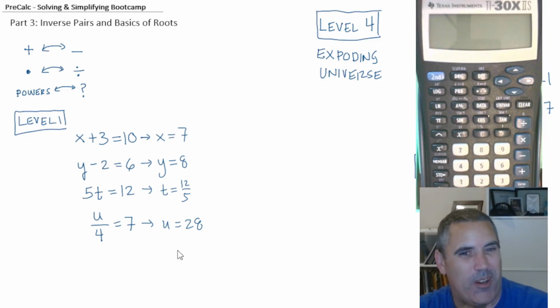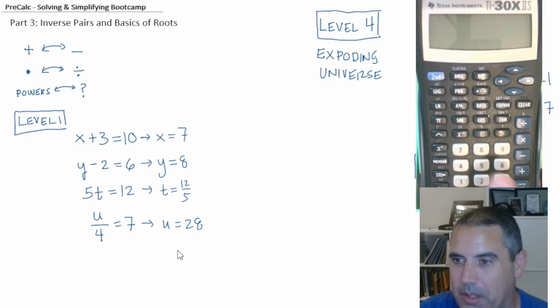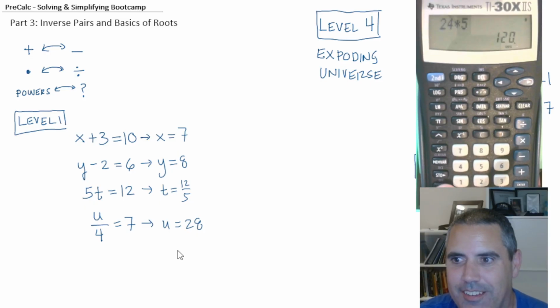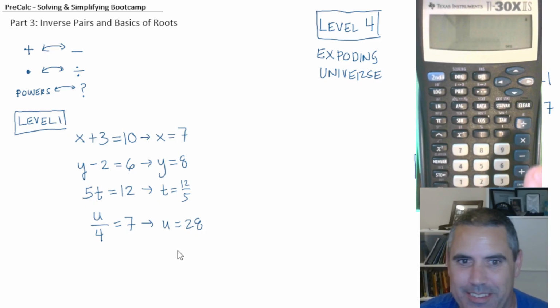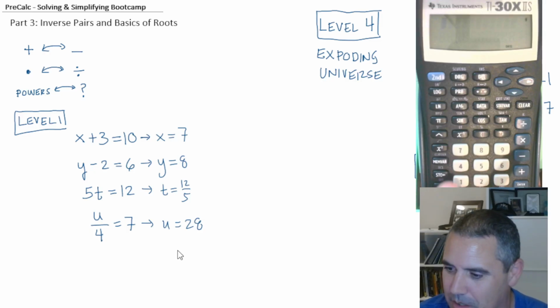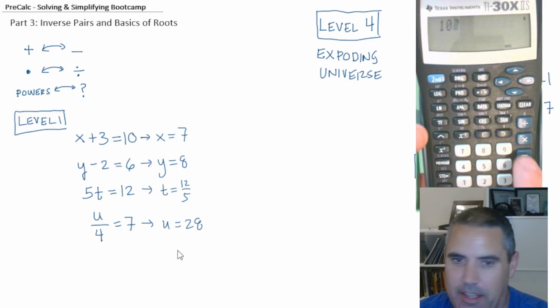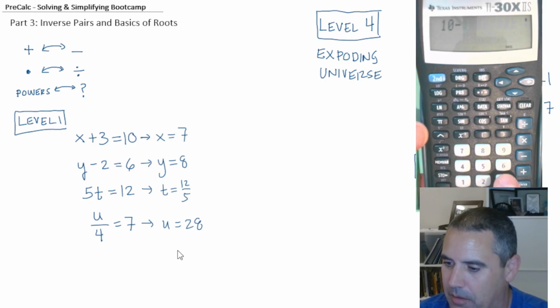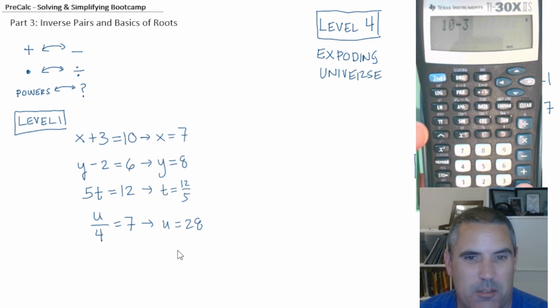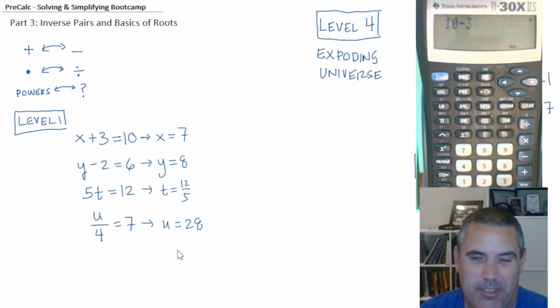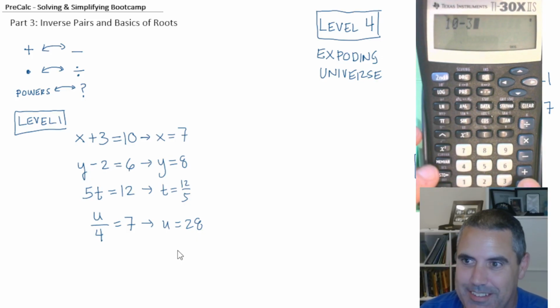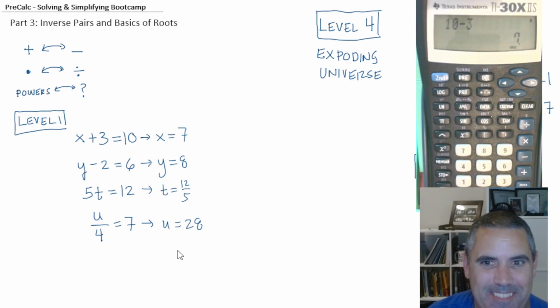Those are the inverse pairs. They have weird names, and they have buttons on your calculator to push. How do you solve that first equation? Well, I need to take 10, and then I need to do the inverse of adding 3. So if you've never thought about it that way, that's what's happening. Every new inverse is just another button we're pushing. Okay, that's how I think about solving.